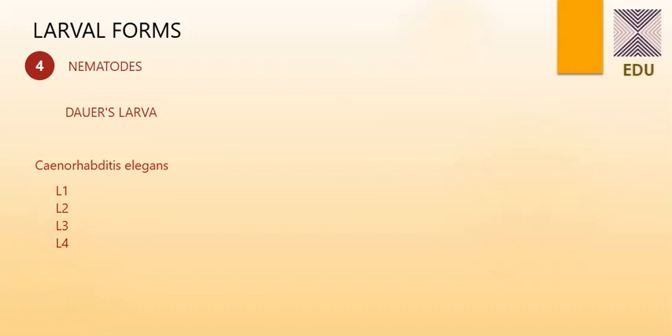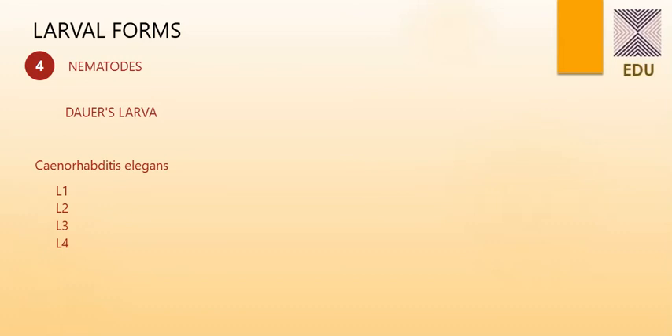However, if the environment is unfavorable, suppose we have the L1 stage and now the conditions are not favorable to form the L2. So what will happen is that the L1, or the first larval stage, will divert itself to the formation of the dauer larva. L1 will form the dauer larva and it will not hatch into the L2 form. The dauer larva is capable of coping with harsh environmental conditions.